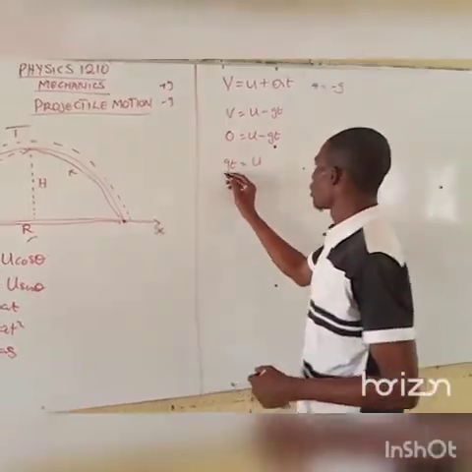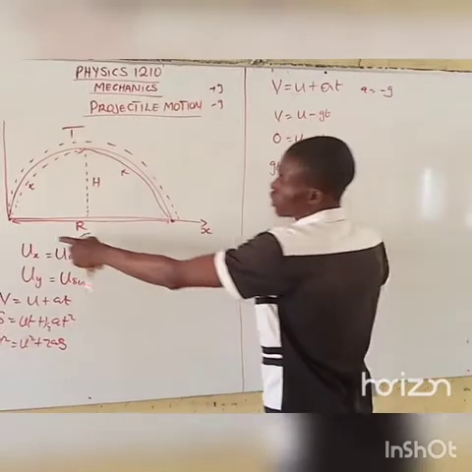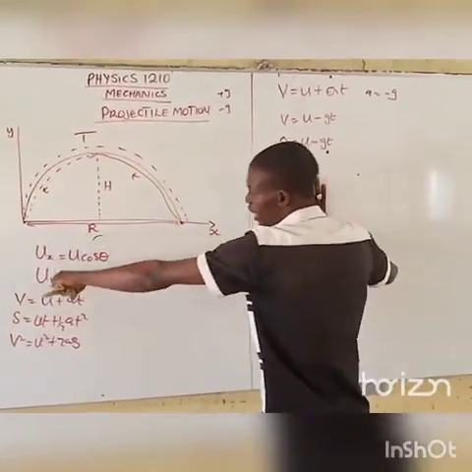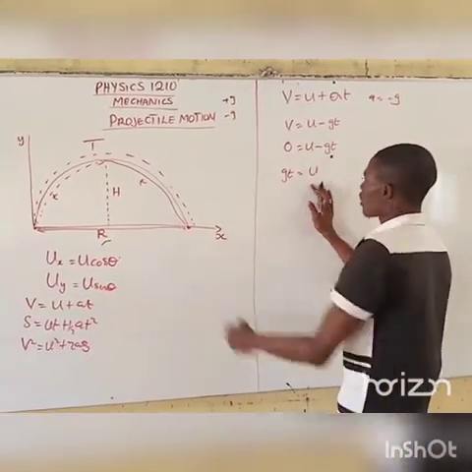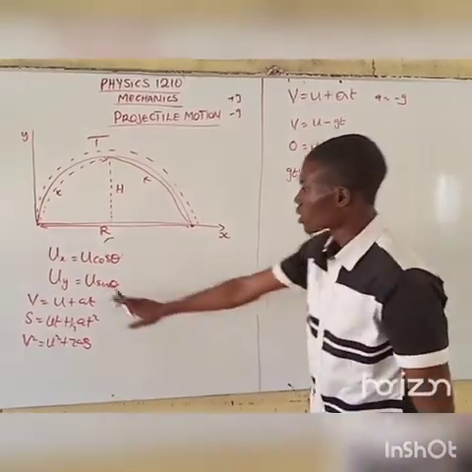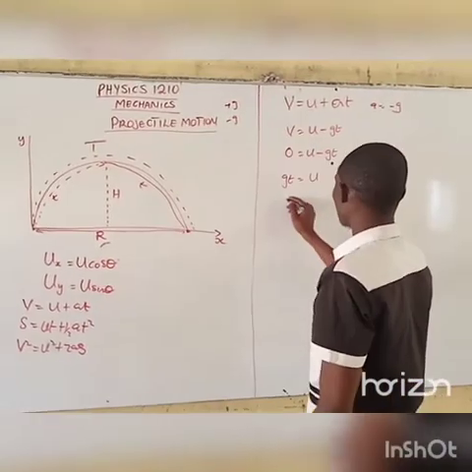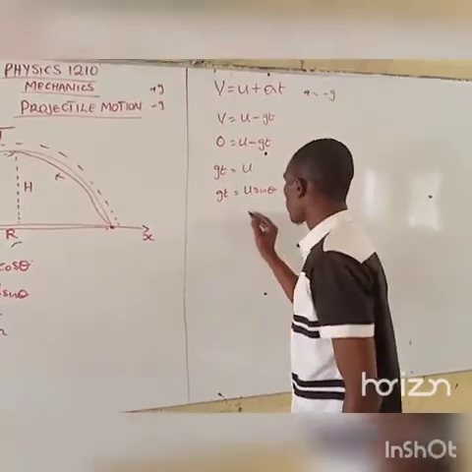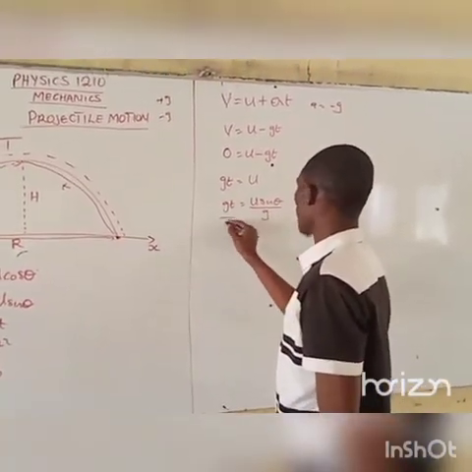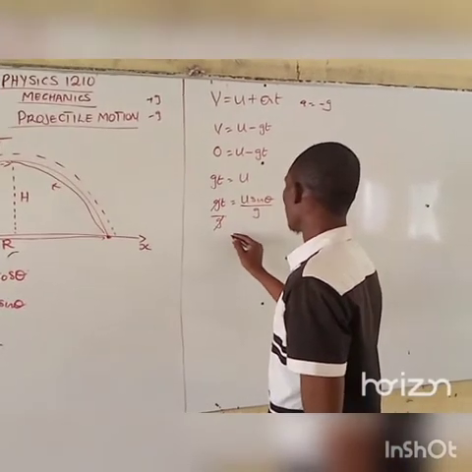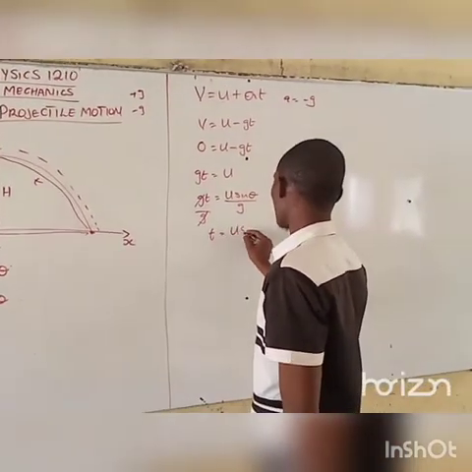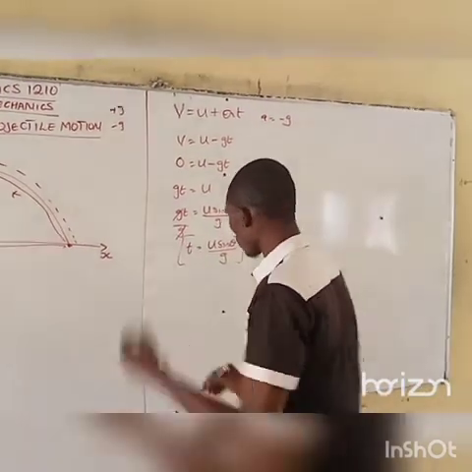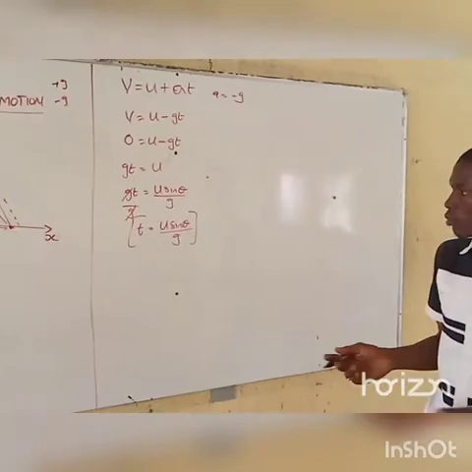Remember, we are launching it into the air, so it's along the y-axis. Since it's along our y-axis, uy is what? u sin theta. So we can replace this u with u sin theta. So we can say gt is equal to u sin theta. Now you divide both sides by g. This g eliminates this g. So t is equal to u sin theta over g. So this t is called time to reach maximum height.